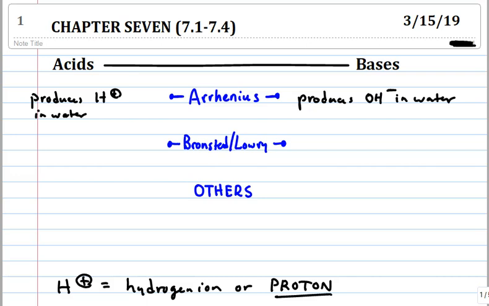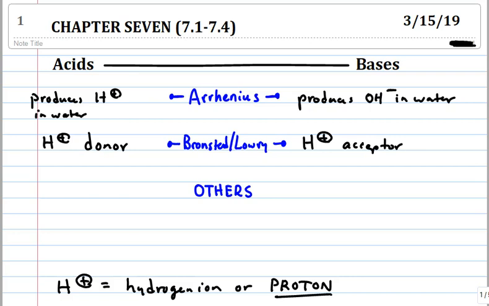Well, Brønsted-Lowry comes along and says, well, those are good definitions, but here's another way to think about it. An acid is a hydrogen ion donor. It will donate a hydrogen ion to something else. And they said that a base is a hydrogen ion acceptor. Something that will accept the hydrogen ion.